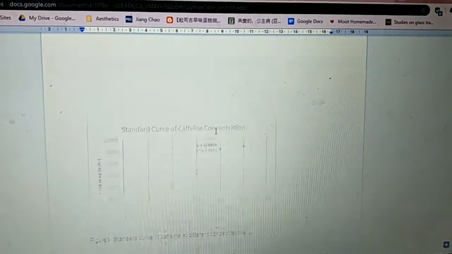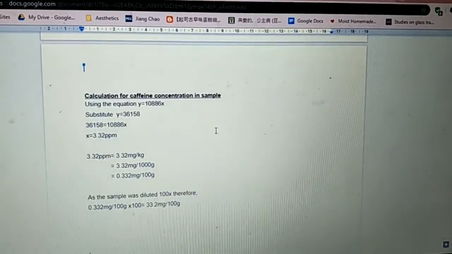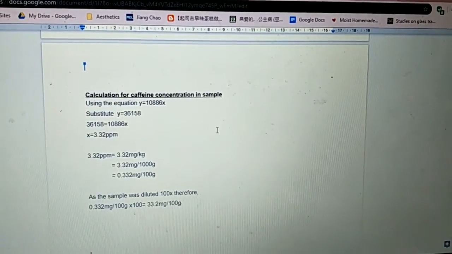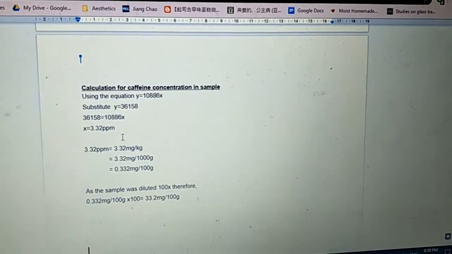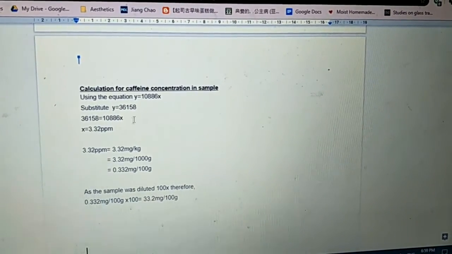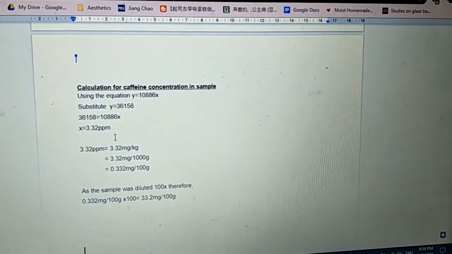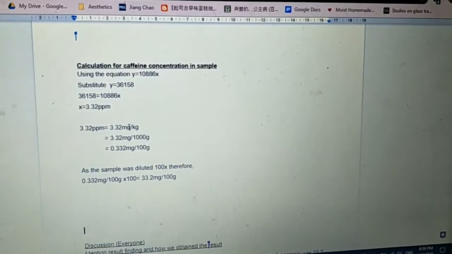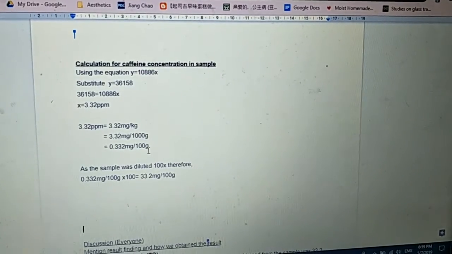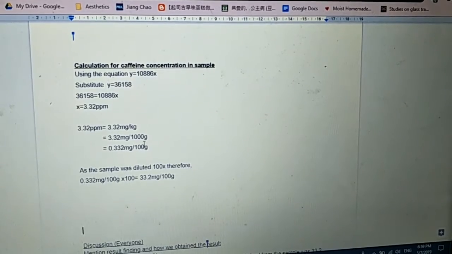We use the equation here and substitute the peak area y into the equation. So y equals 36158, and when you substitute, you find that x is 3.32 ppm. So 3.32 ppm means that it is 3.32 milligram per kg. When you change it to 100 gram, it shows that it is 0.332 milligram per 100 gram.